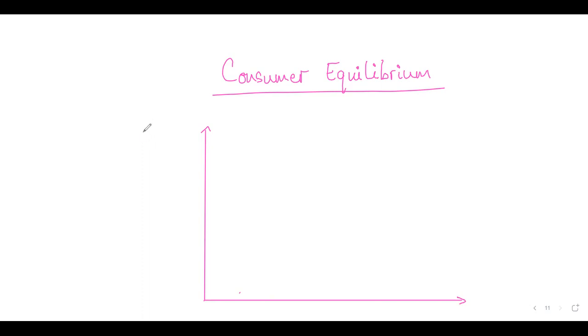You can choose any two products. I don't know, you can choose between phones and, let's say, chocolates or anything. Now after you have made the budget line and the indifference curve on your graph, then you will show that there is one indifference curve which is tangent to your budget line. So let's say something like this, and this is your equilibrium point.